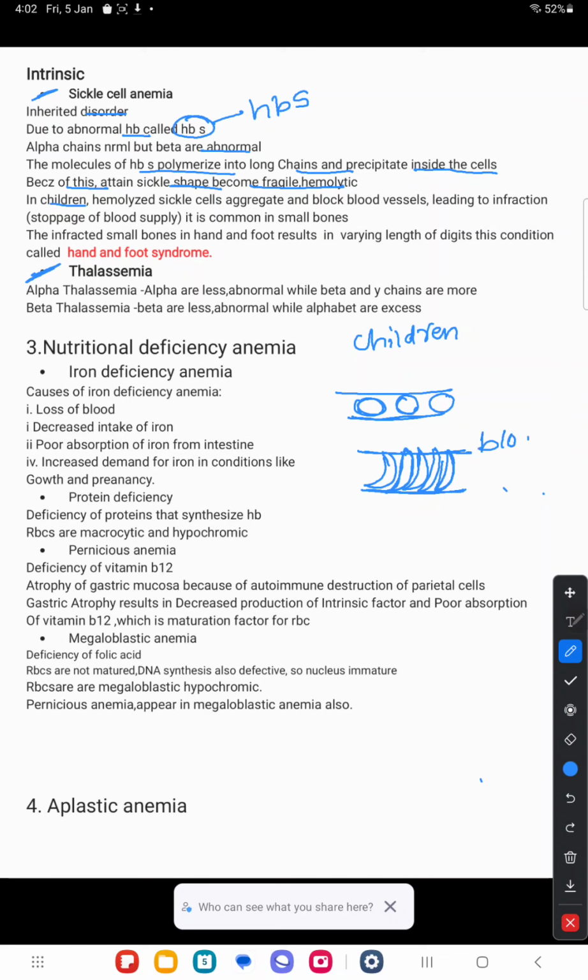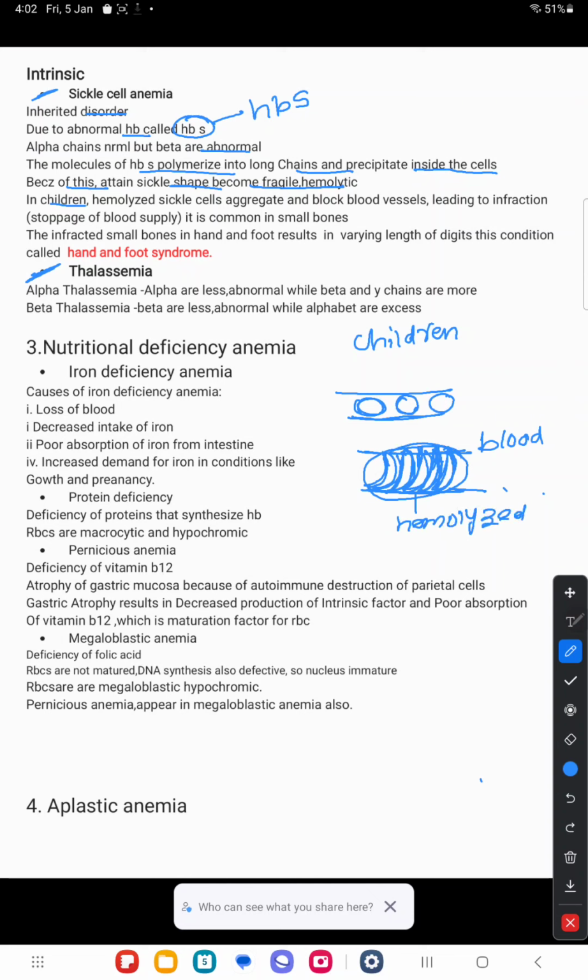This is a blood vessel. These RBCs are sickle shaped, right? The sickle shaped RBCs are aggregated within the blood vessels. What happens? They become fragile, right? They get hemolyzed, meaning they break down.